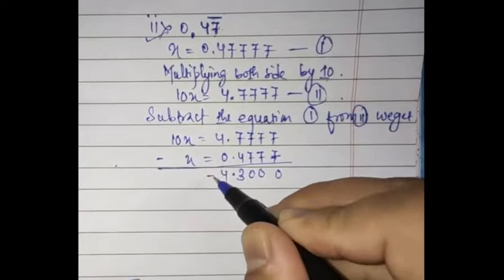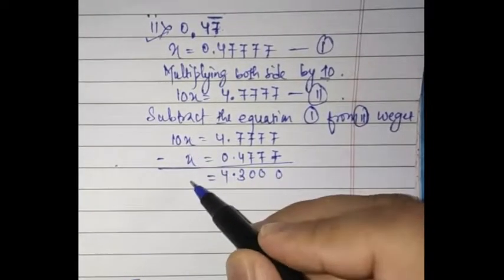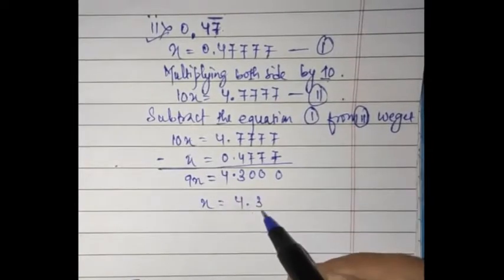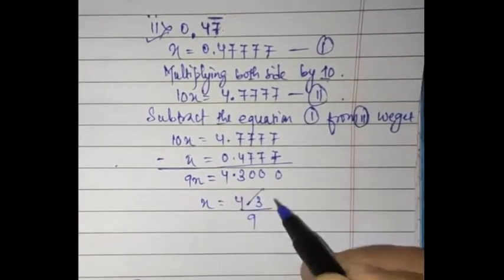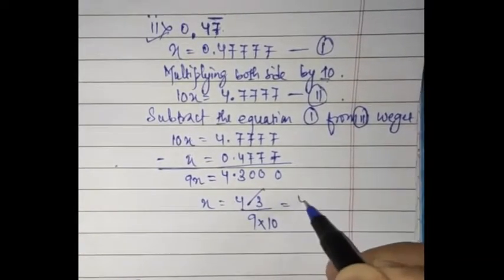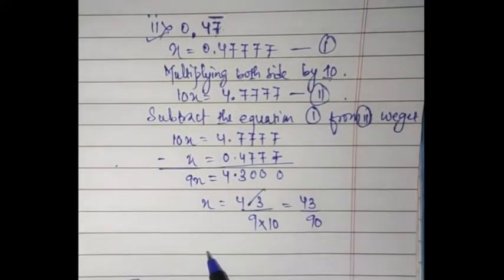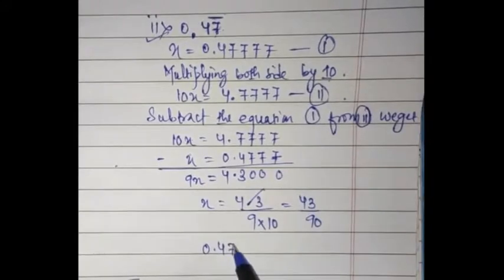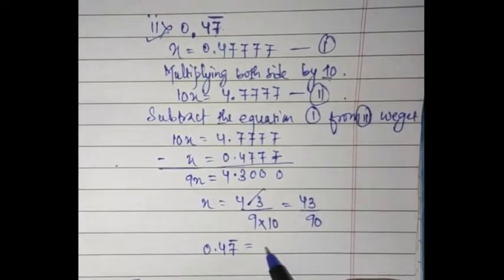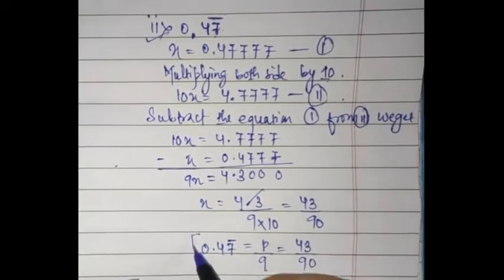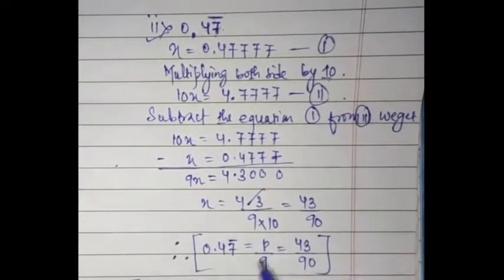So 10x minus x is 9x, right? So x is equal to 4.3 divided by 9. When you remove this point, you will get 10 here. So it is 43 divided by 90. So your 0.47 bar, you can express in the form of P by Q as 43 by 90. Okay, I hope you have understood this.